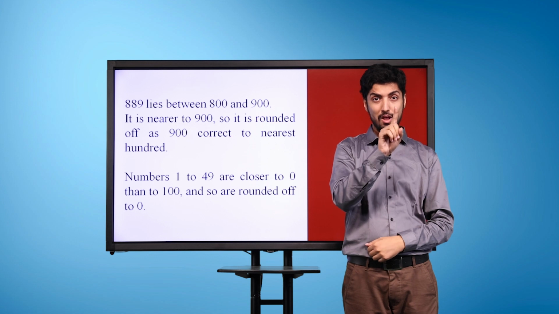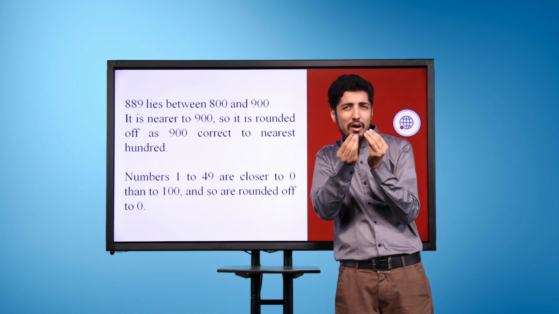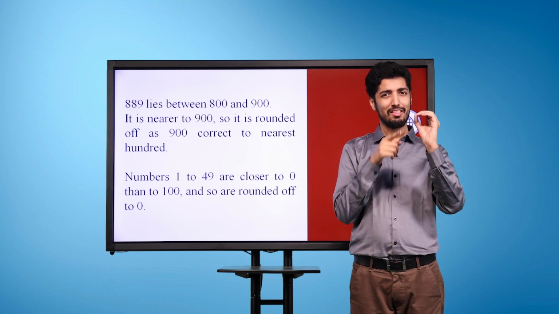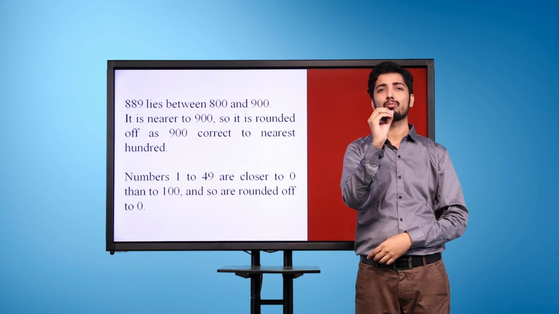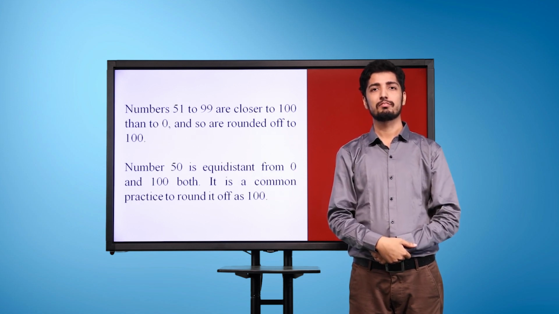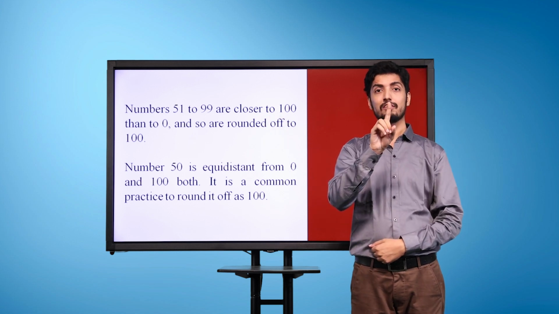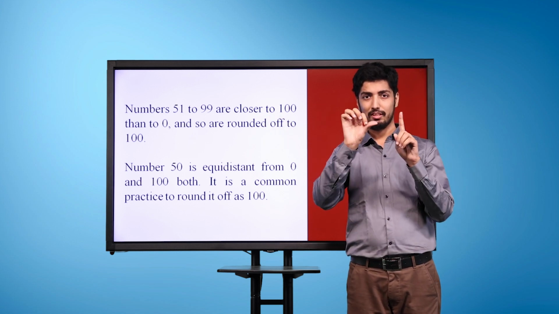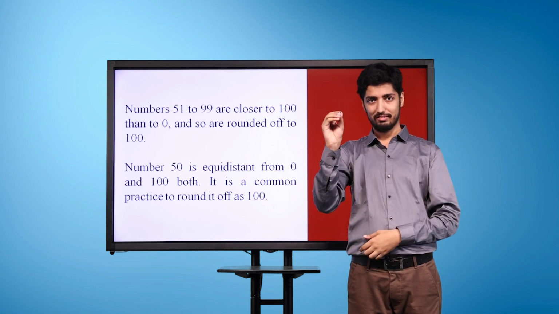Numbers 1 to 49 are closer to 0 than to 100, and so are rounded off to 0. Numbers 51 to 99 are closer to 100 than to 0, and so are rounded off to 100.